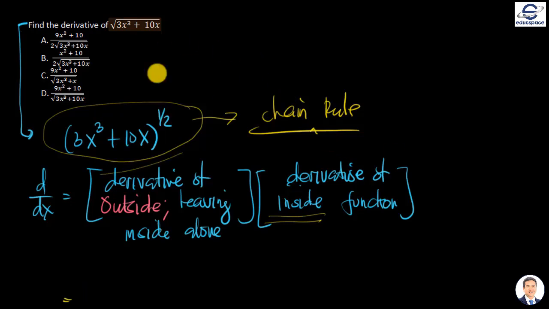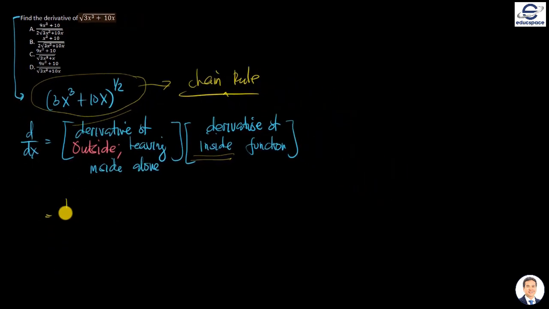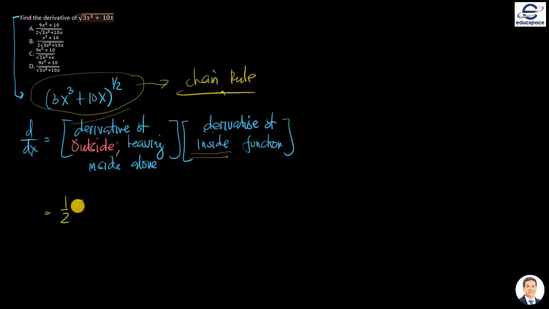Again, we want to check what is the use of the chain rule. If you find any parenthesis raised to something, that gives us an indication or signal that we can use the chain rule. So here, the derivative of the outside, of course, is 1/2, bring it to the front, 3x cubed plus 10x, and then 1/2 minus 1 is negative 1/2, multiplied by the derivative of the inside. So here we have 3 multiplied by 3x, 3 minus 1 is squared, plus 10.